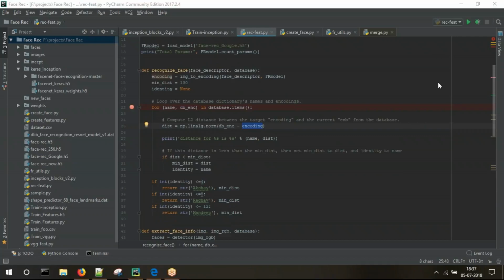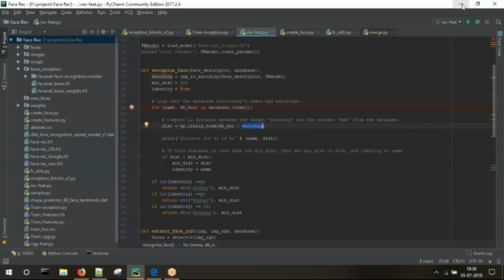The minimum distance is something that you can define with some trial and error, so it is also a hyperparameter. If it is smaller than the minimum distance, that means the two faces are the same. And if the encodings are pretty much apart from each other, then they are two different faces.